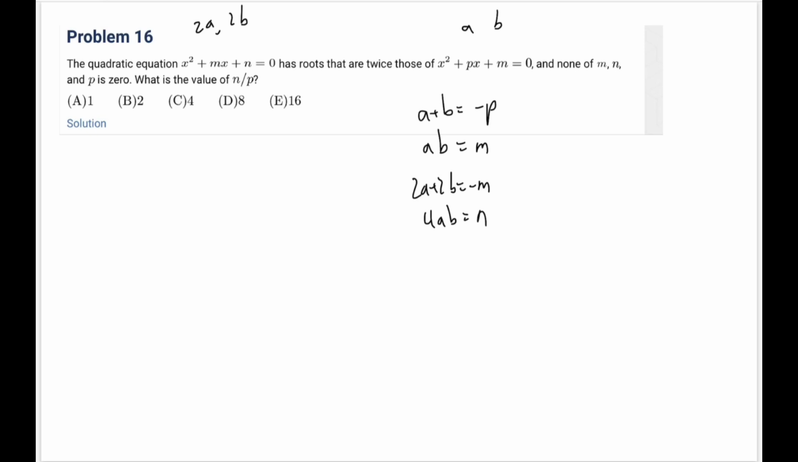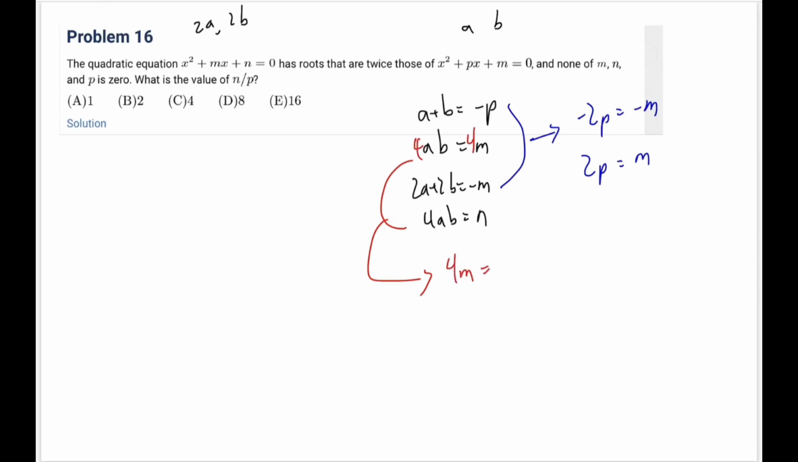So yeah, getting these two together like that, then that would say that minus 2p, this is 2a plus 2b, right? So that is minus m, 2p equals m. And then these two together, that would say 4m, because 4ab equals 4m, 4m equals n. And so what is the value of n over p? N over p, this equals m. N is 4m, right? And p is 1/2 m.